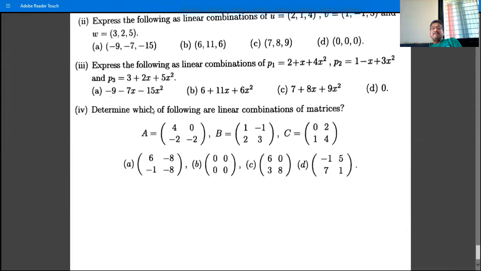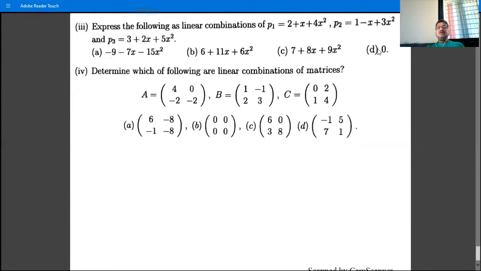Same problem. If you observe this problem, P1, P2, P3 are given, and we have to express this polynomial as a linear combination of P1, P2, P3. So what is the sentence? Let K1, K2, K3 be scalars such that, suppose this is Q, then Q is equal to K1P1 plus K2P2 plus K3P3. So solve all these examples.